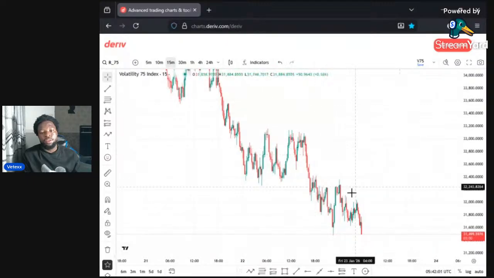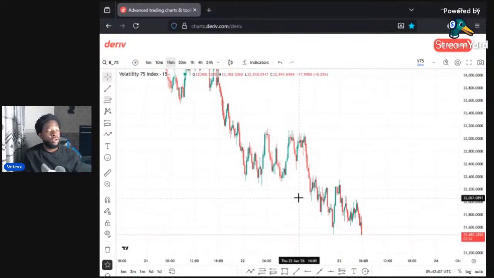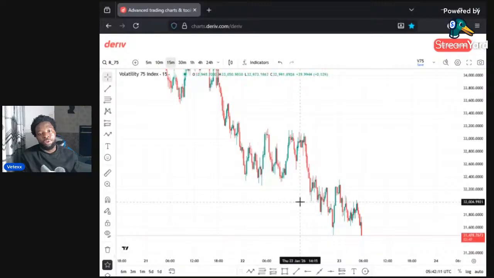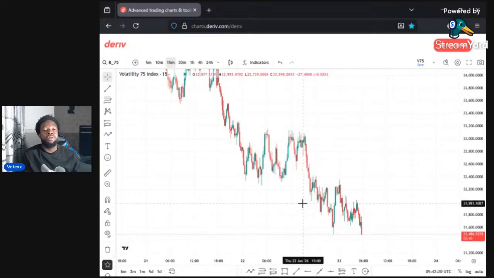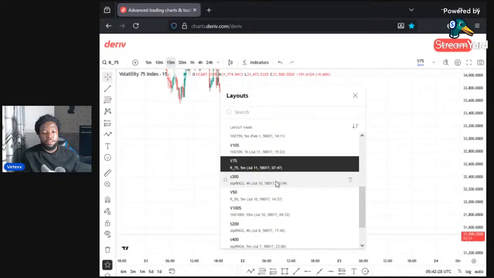So even if price gives us our structure, our pattern on this time frame, we are not going to be anticipating it because currently we don't know where the price is going. Where it was coming from, it has already reached its destination. So we need to wait for the next stop and look out for where it's going next. So that is it about V75. Next, we are going to be checking Step 300.